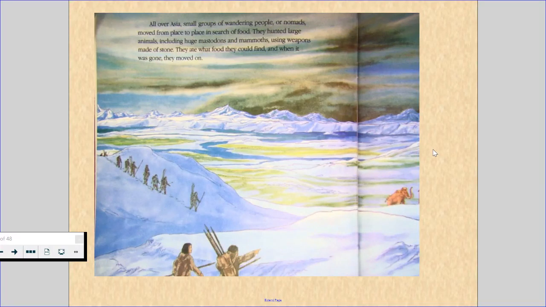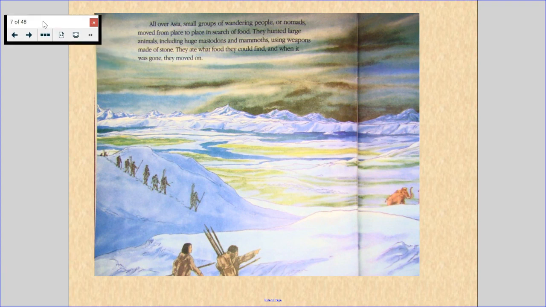So you may remember from our slides from Monday and from last week, that picture of a spear point. So that's going to be coming up soon. But as I read this sentence here, they hunted large animals, including huge mastodons and mammoths, using weapons made of stone. So that may connect your historic brain back to that picture that we saw in our slides.